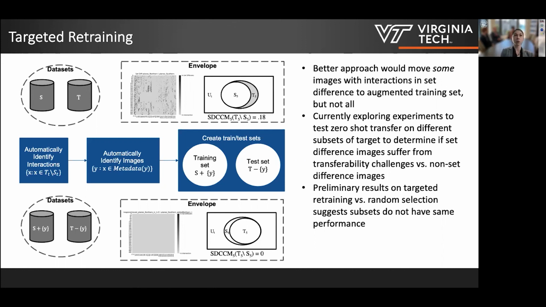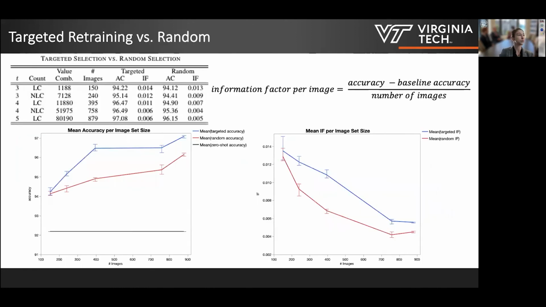We're also exploring experiments to test zero-shot transfer on different subsets of the target to determine if the set difference images suffer from transferability challenges, whereas maybe the non-set difference images don't suffer from the same transferability challenges. Some of the preliminary results that we have on targeted retraining versus random selection suggest that subsets do not have the same performance. So let me show those quickly.